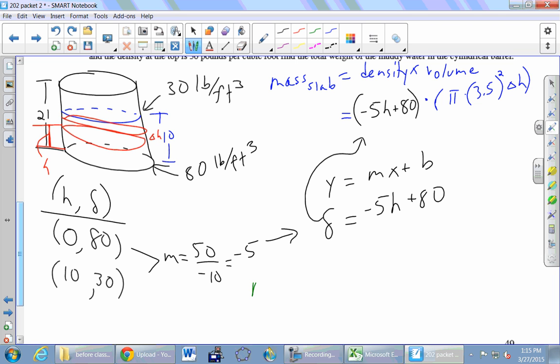So this is now the mass of the whole thing, mass of all, integral. Got my formula, just copying it. Negative 5h plus 80 times pi times 3.5 squared. Delta H becomes dH. Great. And then just imagine that red slab sliding up and down. H is how much at the bottom? 0, and at the top, 10.